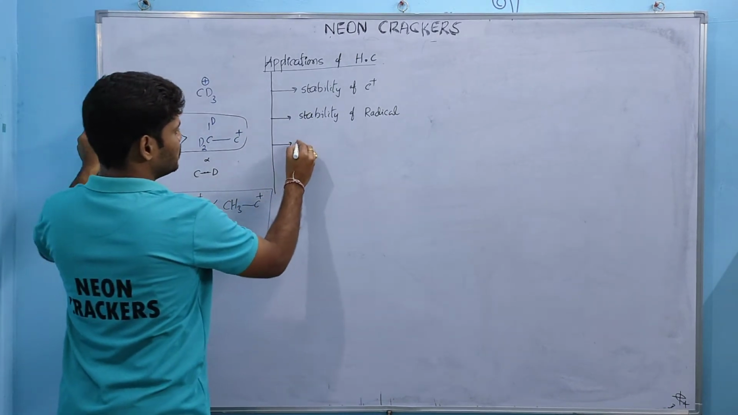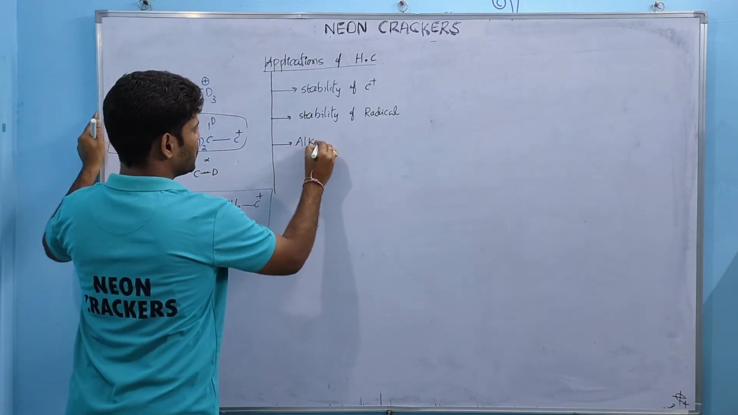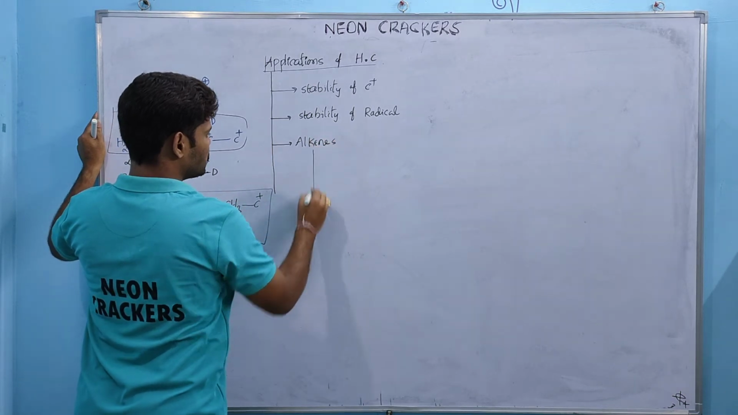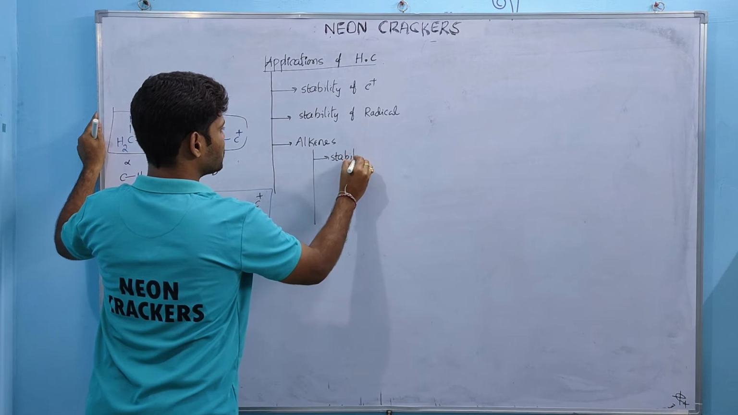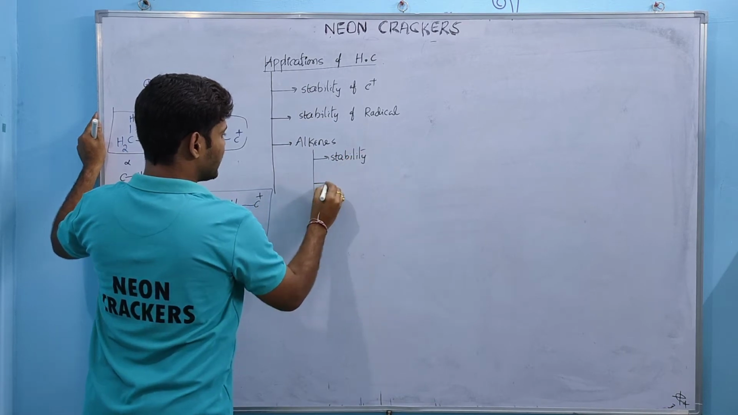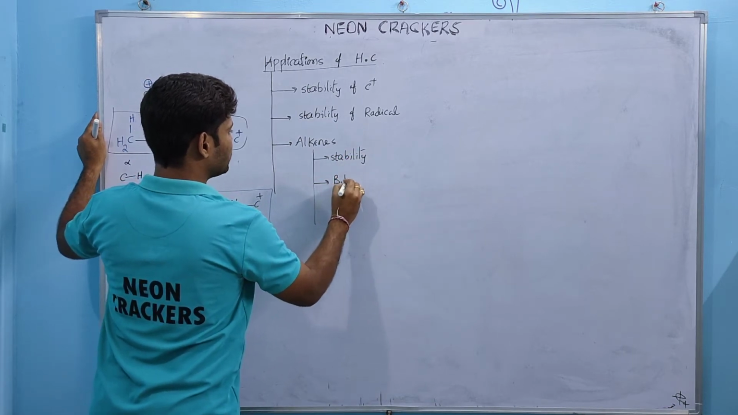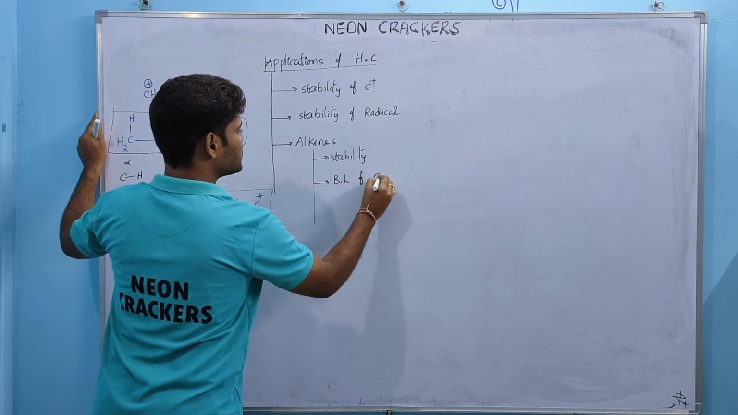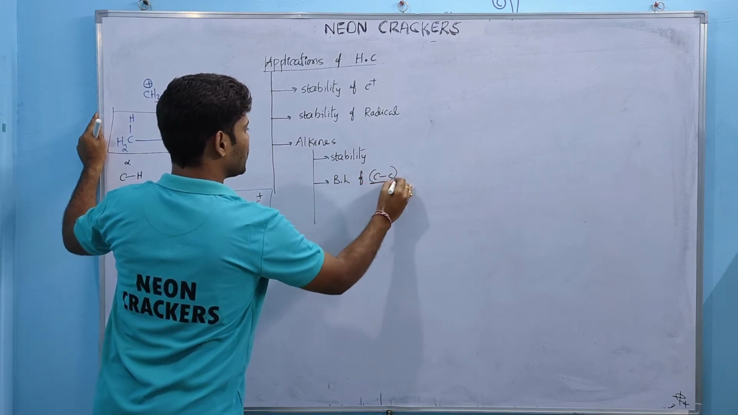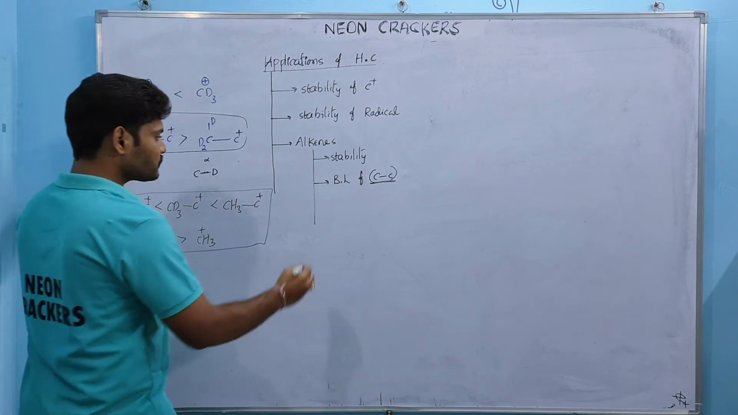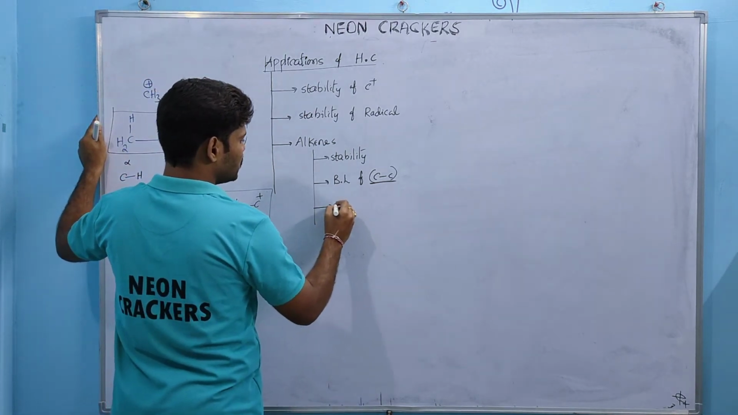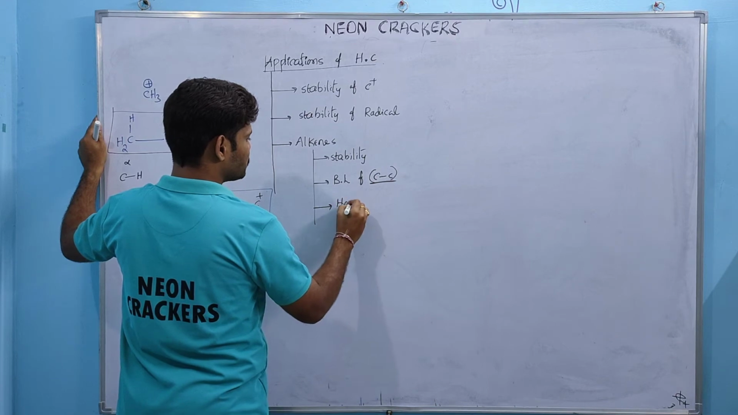Third, in alkenes, a few more applications are there. First one is the stability of alkene. Second one, the bond length of C-C. Third one, heat of hydrogenation.